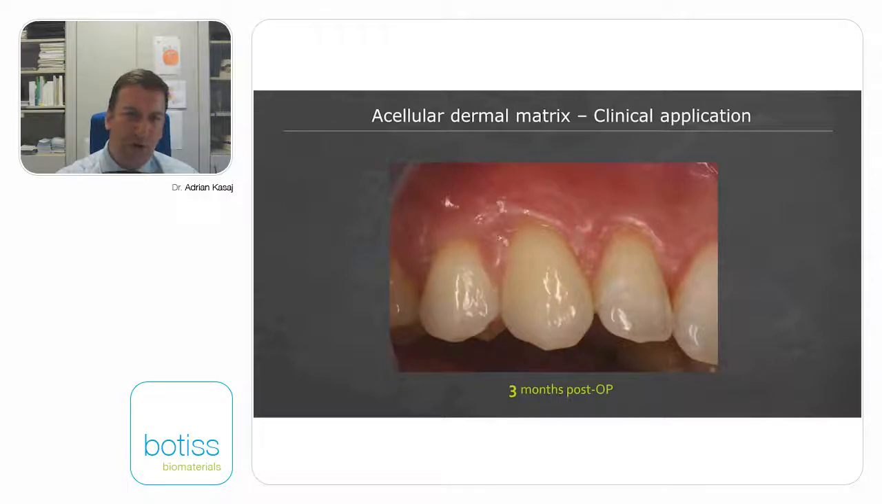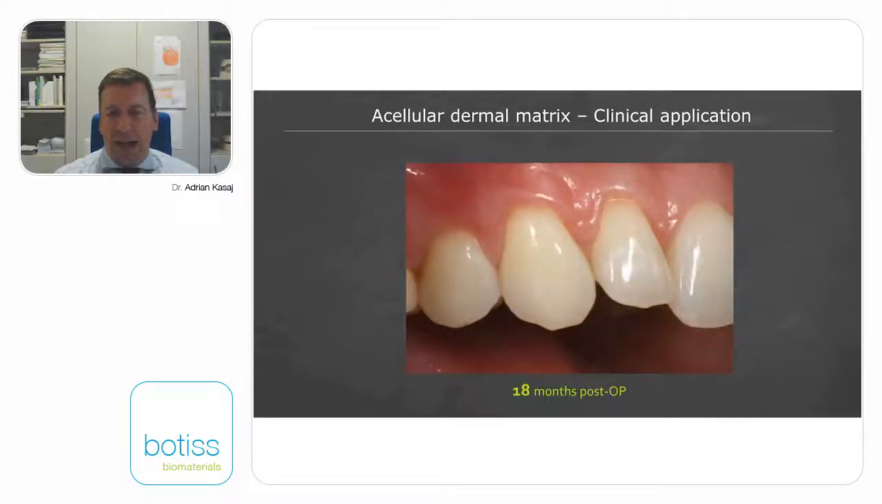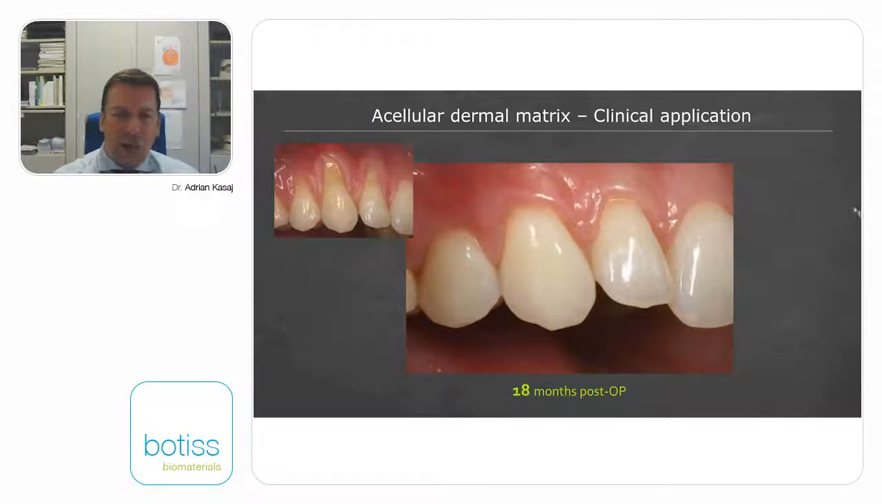You might observe here a small cleft which is at the interface of the mucoderm matrix and the papilla. So there's no need to do any correction in this area, because if you take a look at 18 months post-operative in comparison to the baseline, you don't see the cleft anymore. They will disappear by themselves during the remodeling process.